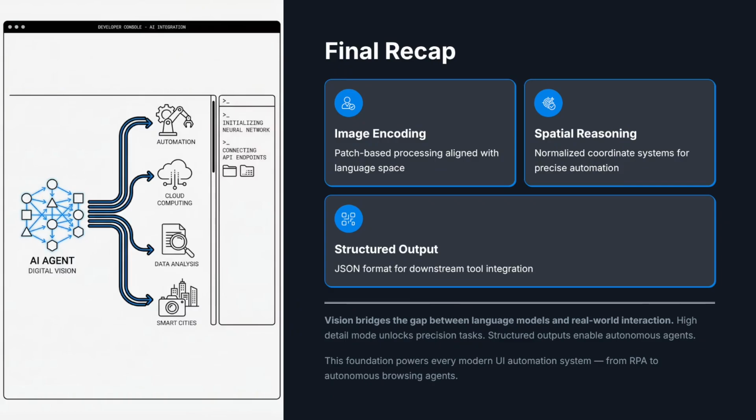We have covered the architecture of vision, the token cost of high detail tiling, and the logic of spatial grounding. We have moved from the theory of multimodality to a working implementation of a visual inspector agent. Remember, vision is the bridge that allows your code to interact with the world exactly as it is, not just how it's described in text.